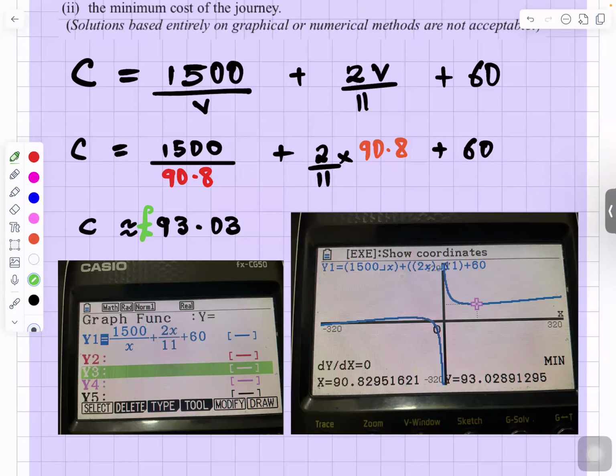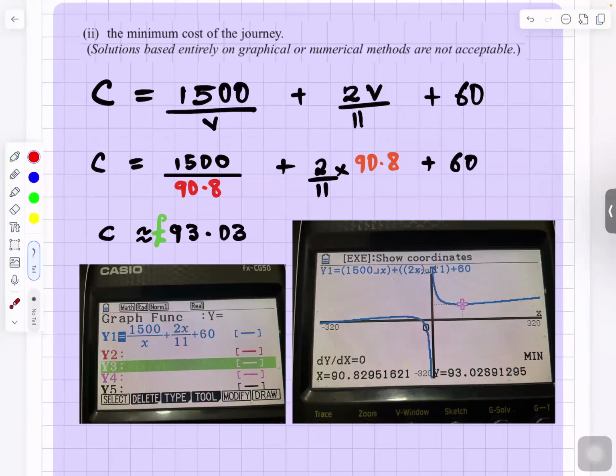As you can see, it says at the top there, solutions based entirely on graphical or numerical methods are not acceptable. That means if you just draw a graph and get the answer and write it down, they wouldn't accept it. But you can use your graphics calculator. You've paid a lot of money for it.